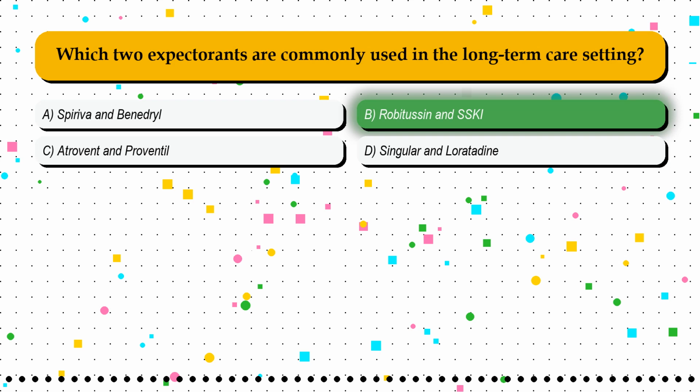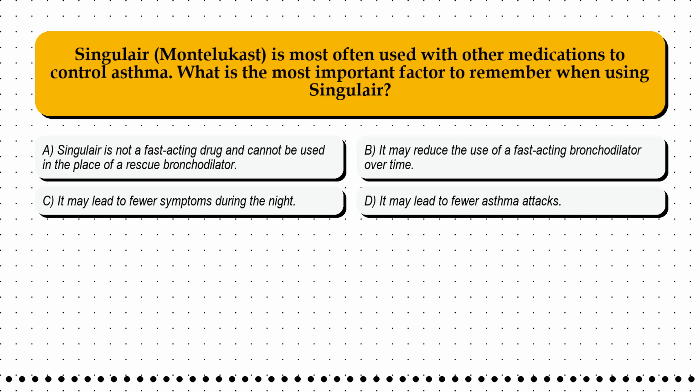The correct answer is option B, Robitussin and SSKI. Question 114. Singulair, Montelukast, is most often used with other medications to control asthma. What is the most important factor to remember when using Singulair?